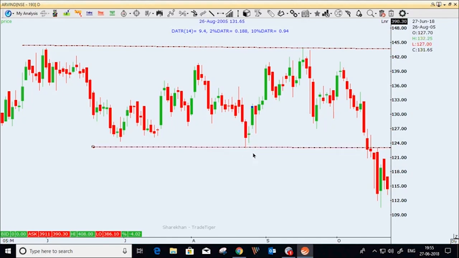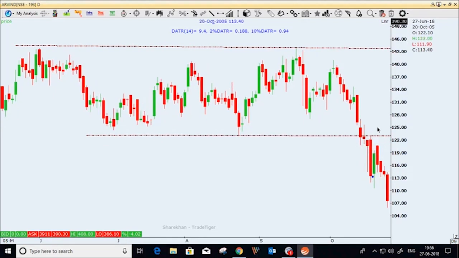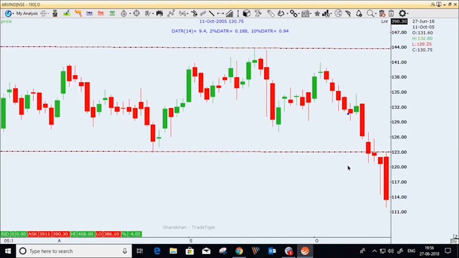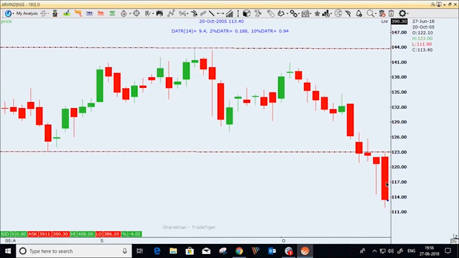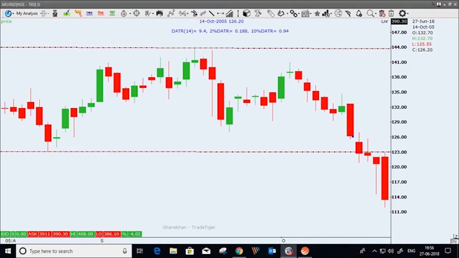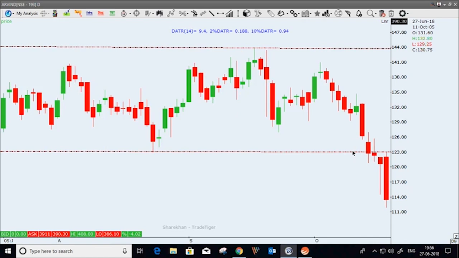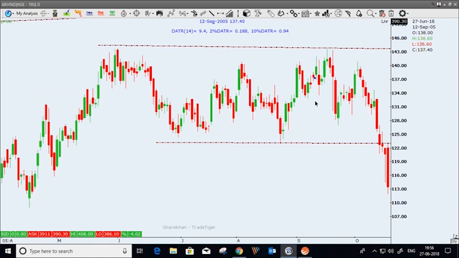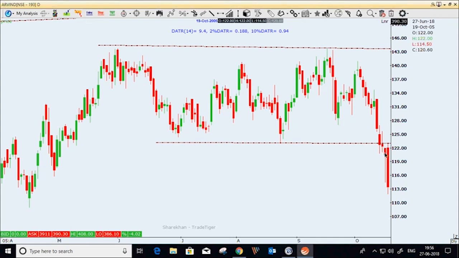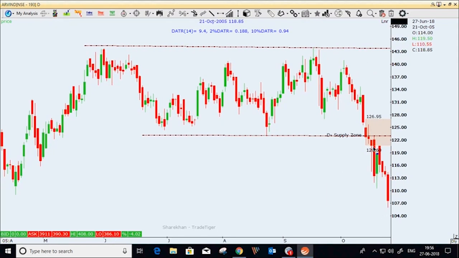So what happened there? What zone got created here, friends? What is this zone? This is drop base drop. Who can identify this? Distribution is there, and the break of the resistance, something has got created at the distribution, and everyone's eyes lit up. Yes, it's a break limit zone.